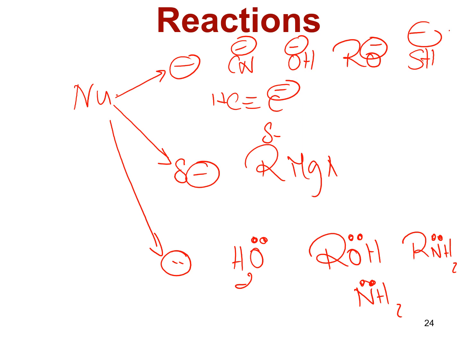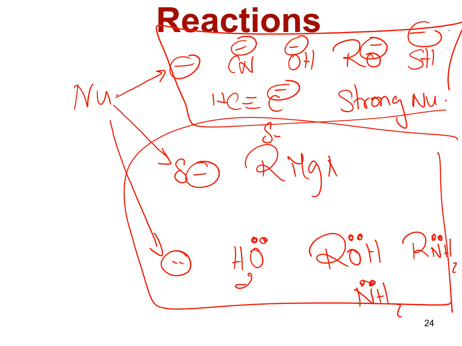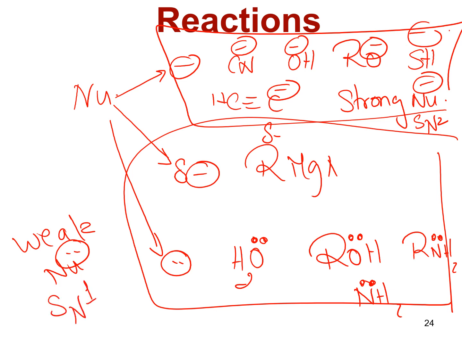The nucleophiles that carry a full negative charge are classified as strong nucleophiles, while the nucleophiles that carry a partial negative or a lone pair of electrons are classified as weak nucleophiles. And this is very important because it will affect which mechanism will take place. The strong nucleophiles usually proceed through the SN2 mechanism, while the weak nucleophiles usually proceed through the SN1 mechanism, and I will explain in full details why.